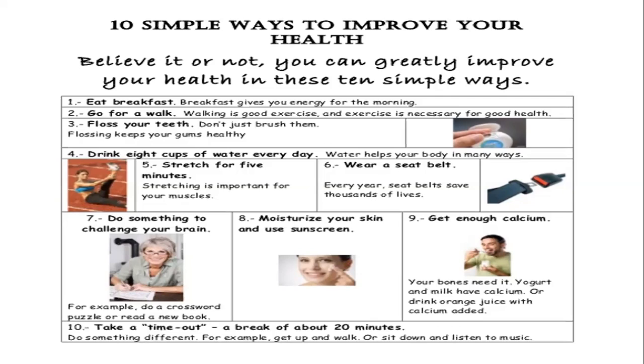And the last one, take a time out, a break of about 20 minutes. Do something different. For example, get up and walk, take a deep breath, and this gives oxygen to your brain, right? And then you relax a little bit, sit down and listen to music. This is going to help you avoid stress. Okay, so those are 10 simple ways to improve your health.